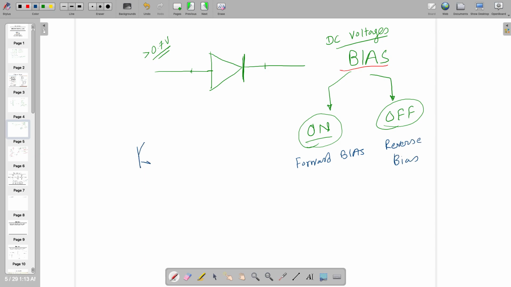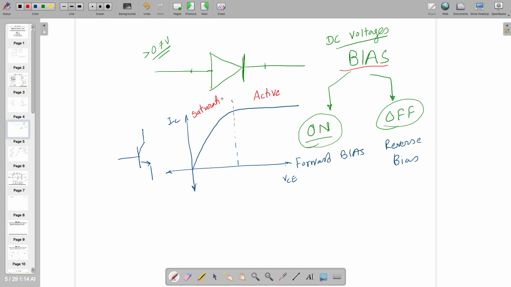Similar to that, a transistor is going to have three different regions of operation. This region of operation is known as active. This region of operation is known as saturation. And this region of operation, when it's in the third quadrant, is known as cutoff.